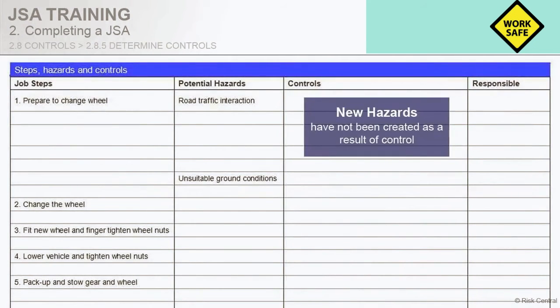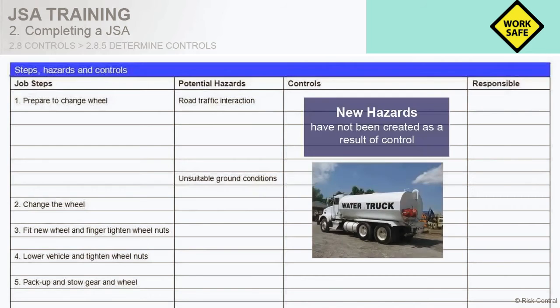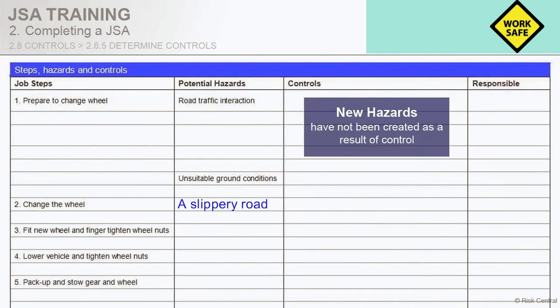Check to see that new hazards have not been created by the new controls. For instance, a control for a dusty road causing limited visibility to haul trucks may be a water truck. But if too much water is applied to the road, it can introduce the hazard of a slippery road. This hazard now needs to be controlled.